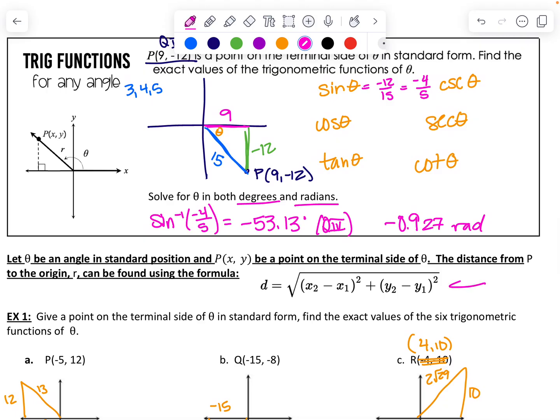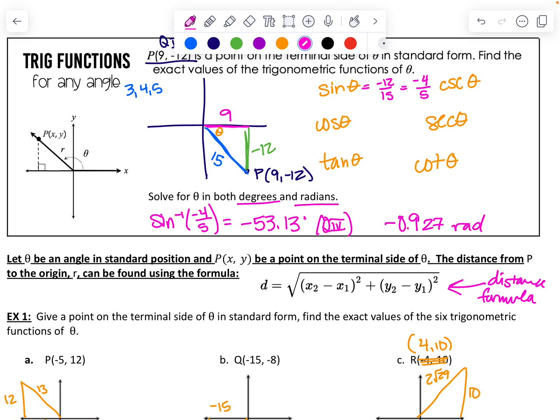So we can use that distance formula to find the hypotenuse. Okay. We can plot that point in our coordinate plane to find our x distance, our y distance, and set up all of our trig ratios. We can find our angle. We can do all the things that we need.